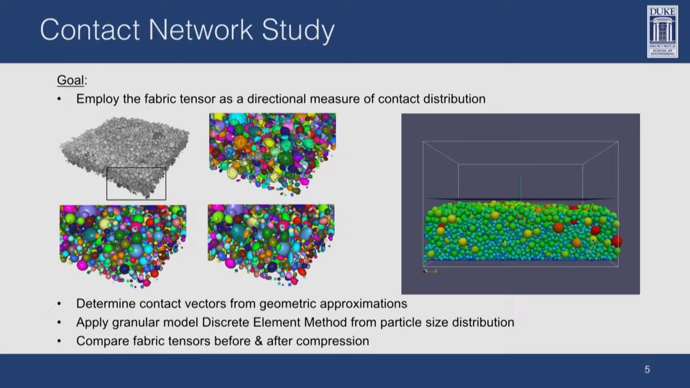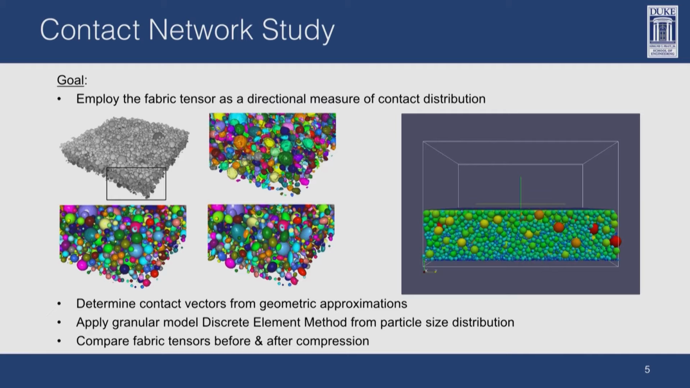One of my first studies was looking at this contact network, and so we employed the fabric tensor, which is a mathematical construct, as a directional measure of this contact distribution. Beginning with the raw data here, which is X-ray tomography of battery cathodes, we developed several geometric approximations to determine the actual contact pathways within this assembly in the cathode. We also used a common numerical model called the discrete element method over here, in which we approximate all these active material particles as spheres, compress them, and compare that to the reality. The simulation would look like this. Compress it down.